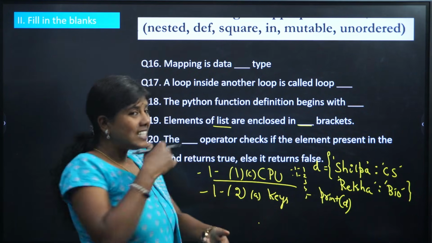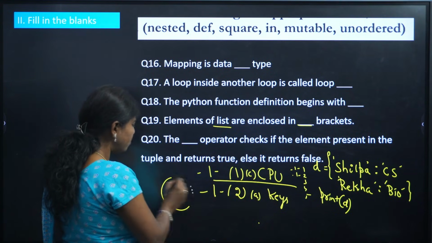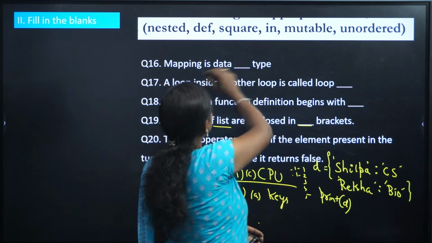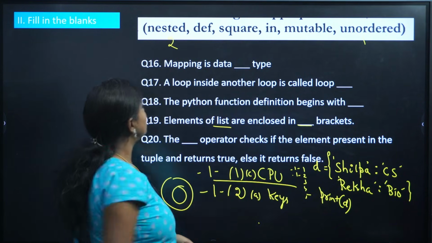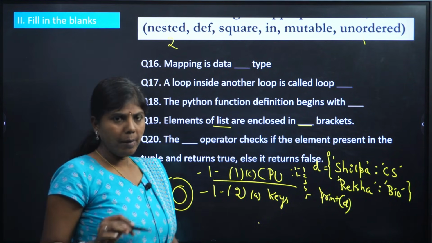A loop inside another loop. A loop within a loop. Very simple nested loop. Okay, the first answer is going to be this, and the second answer is going to be this one, and the third answer is: Python function definition begins with.